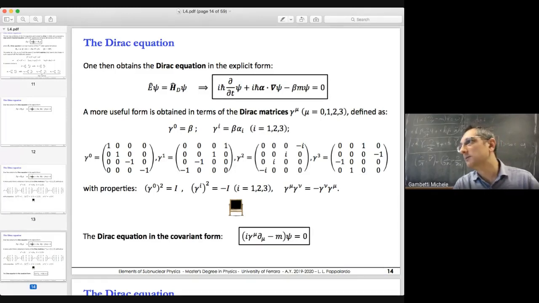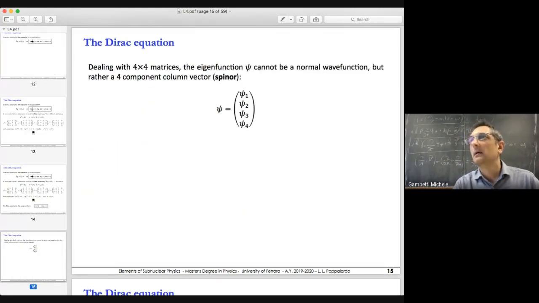Okay, this one is now the Dirac equation in the fully covariant form, the one that we derived on the blackboard. Now, let's discuss a bit about the solution of the Dirac equation, or the shape of the wave function that satisfies the Dirac equation. We are dealing now with 4x4 matrices. So the wave function, the eigenfunction psi of the Dirac Hamiltonian, cannot be a normal wave function, but has to be a 4-component vector, which we will call a spinor.